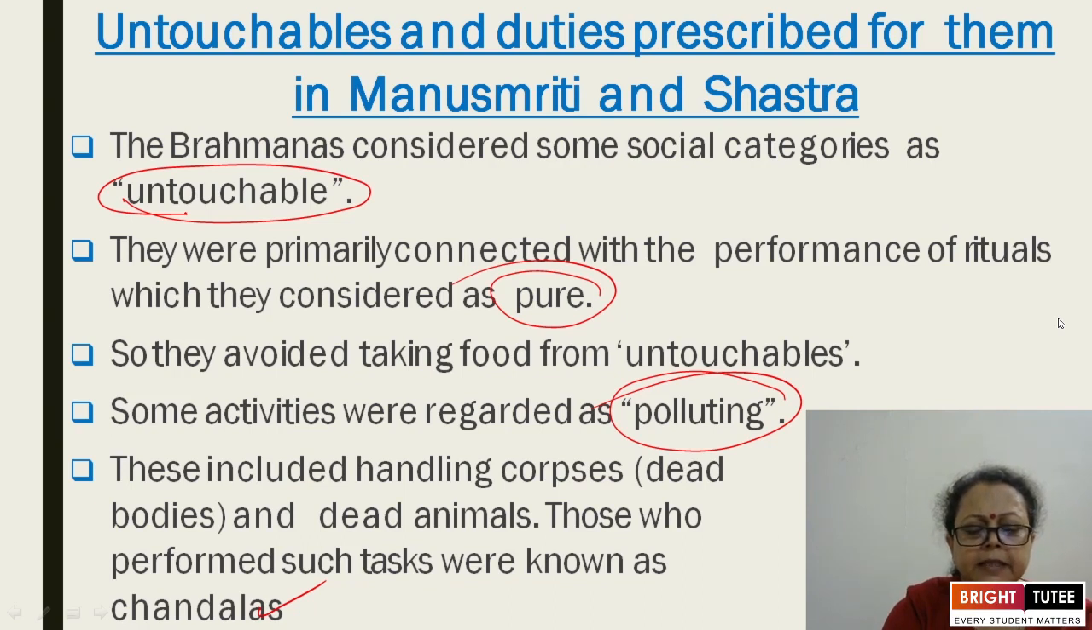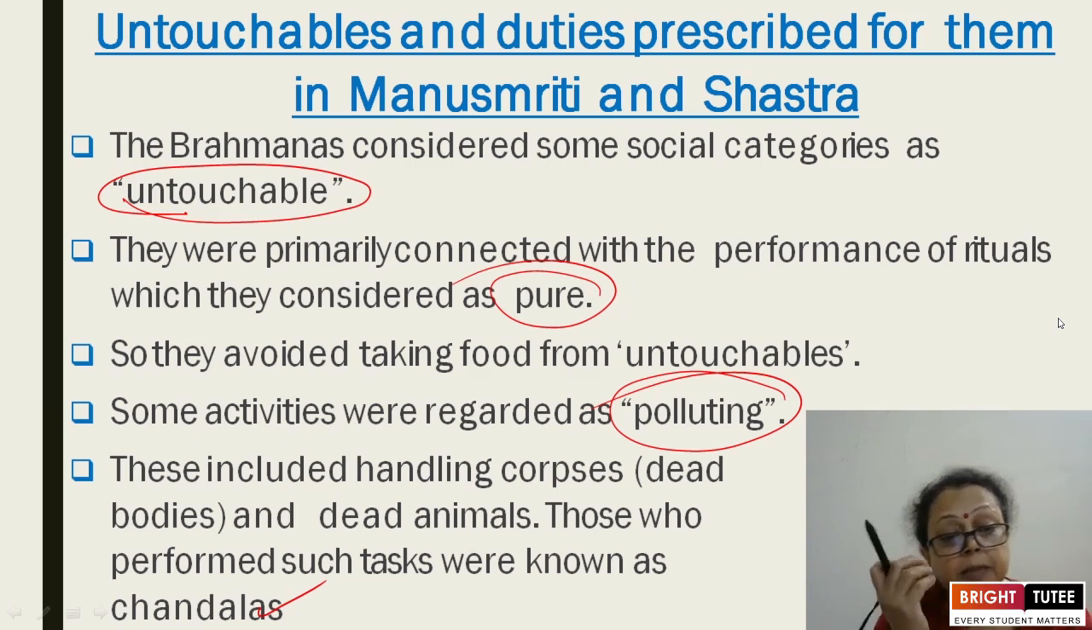Brahmins believed that certain activities, especially those concerned with the performance of rituals and the sacred, made them pure, and they considered some activities as polluting, which included handling the corpses and the dead animals. Those who performed such tasks were designated as chandalas, and the chandalas were placed at the lowest level of the hierarchy. Those who claimed to be the highest in the social order even avoided seeing them.